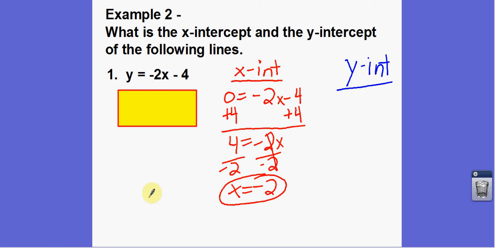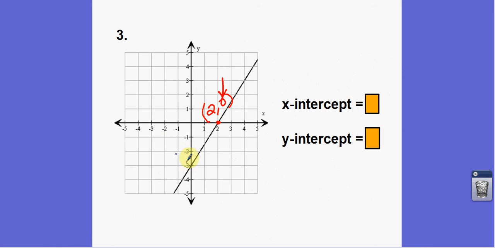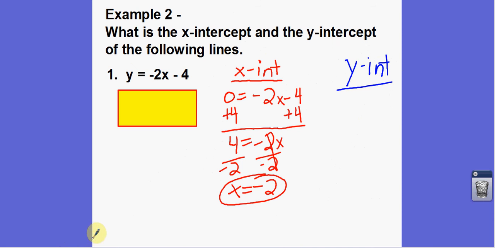Now let's go back to the graph for a second and take a look at the y-intercept. Alright, y-intercept right here. What's the ordered pair? Well, it's 0, negative 3. Notice that when I look at my y-intercept, the x-coordinate is 0. That always happens. So we can use that in order to find the y-intercept over in this problem.